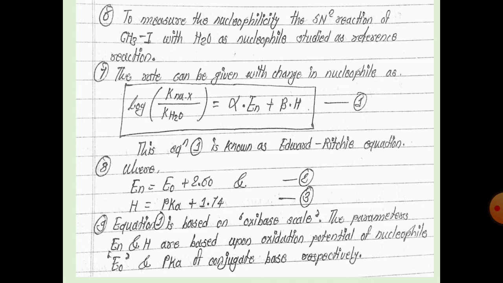The equation is based on the oxybase scale, and the parameters En and H are based upon the oxidation potential E0 of a nucleophile and the pKa of the conjugate base respectively. This equation correlates oxidation potential and basicity, referred to as the oxidation scale. The parameters En and Hn are based upon the pKa of the conjugate acid.